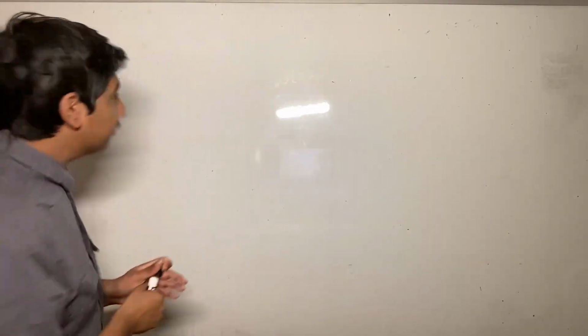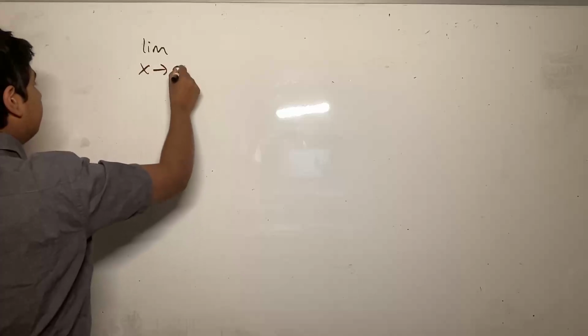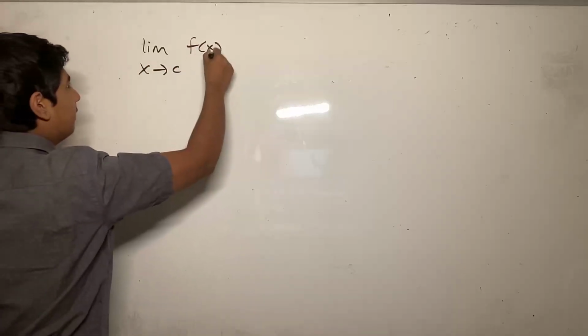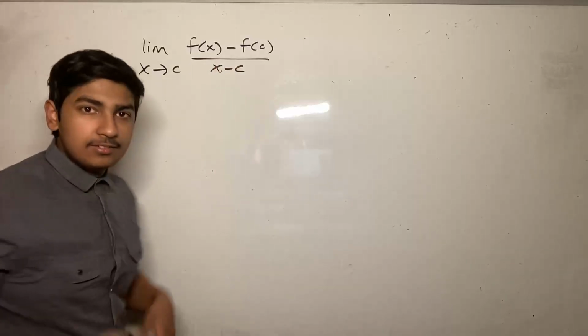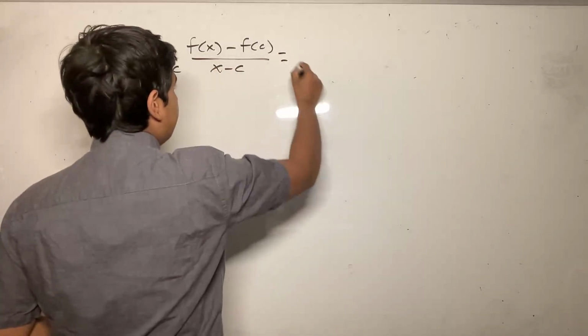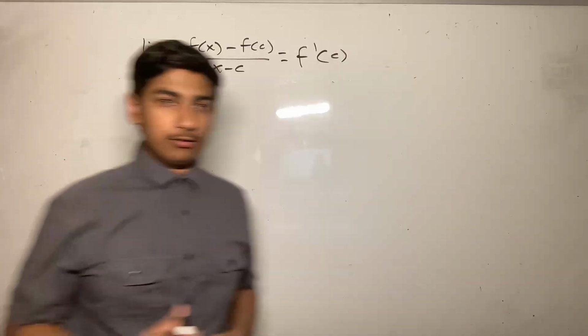So recall the alternative form of the derivative is the limit as x approaches c of f of x minus f of c over x minus c. And what this gives you here is the derivative at x equals c, so f prime of c if we use Lagrange's notation.